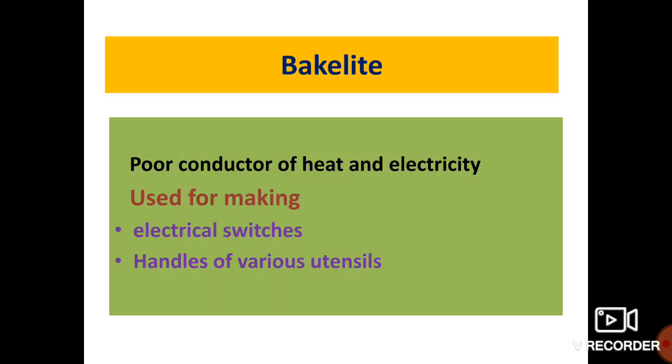Bakelite is a thermosetting plastic. It's a poor conductor of heat and electricity. It is used for making electrical switches because it is a poor conductor of electricity. And it is used for making handles of various utensils, mainly kitchen utensils, because it is a poor conductor of heat.